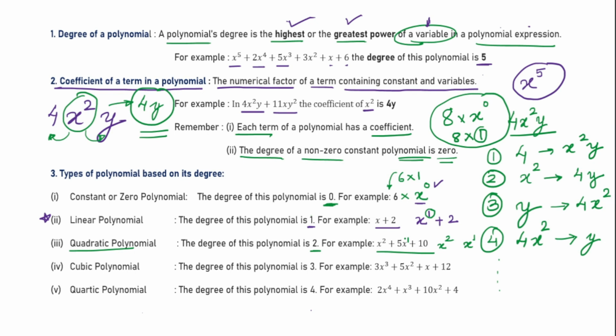Likewise, we have something called a cubic polynomial. It will have its degree as 3, and you can see this example. The greatest power of variable x here is 3. Coming to the last type of polynomial from this list, the quartic polynomial, where the degree of the polynomial is 4, and you can see here x raised to the power 4 has the highest power in this entire expression. I hope you're clear with all of these terms. Now let us move ahead and solve the exercise.